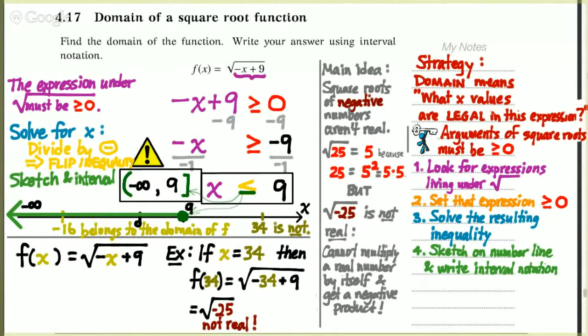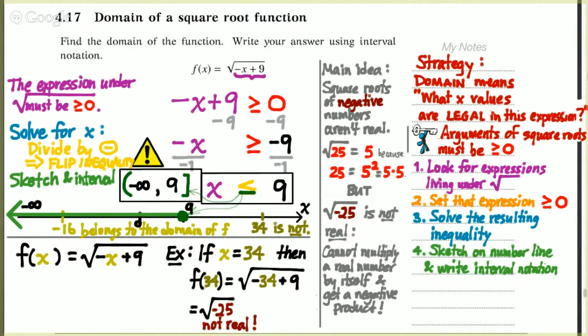So here we found the domain of this square root function by asking ourselves what values of x we can put into this expression to give us a real number coming out the right-hand side. And we figured that out by insisting that the expression underneath the square root be non-negative, greater than or equal to 0. And simply by setting that expression, minus x plus 9, greater than or equal to 0, and solving for x, getting x less than or equal to 9, that gives us an expression of our answer.